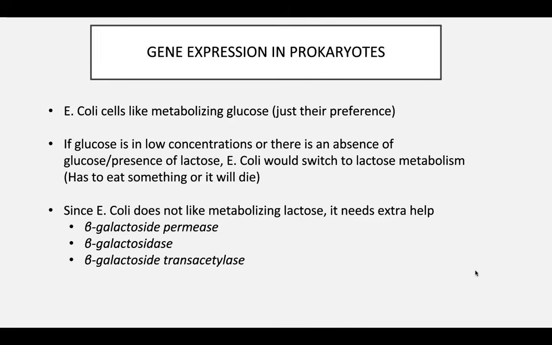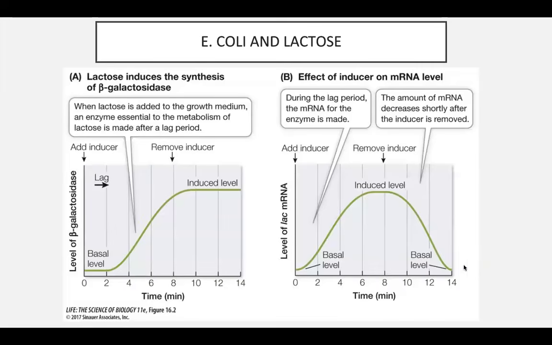So different genes can now be expressed because of its environment. Here, when lactose is added to the growth medium, creating excess lactose levels in that environment, the enzyme essential to the metabolism of lactose, beta galactosidase, starts to get made. So by adding the inducer, there's now much more beta galactosidase being produced.